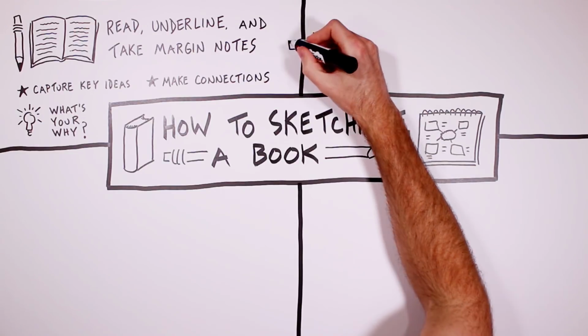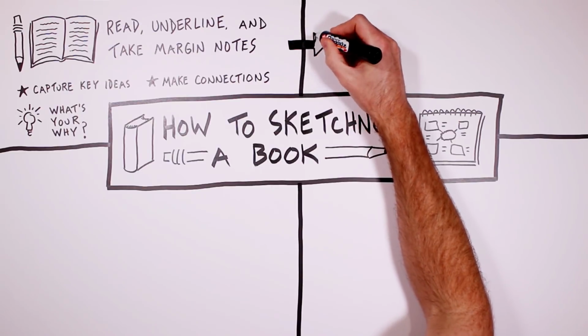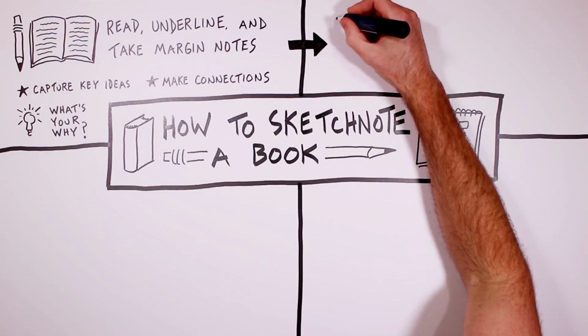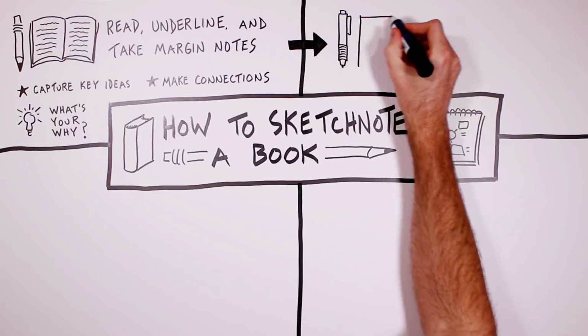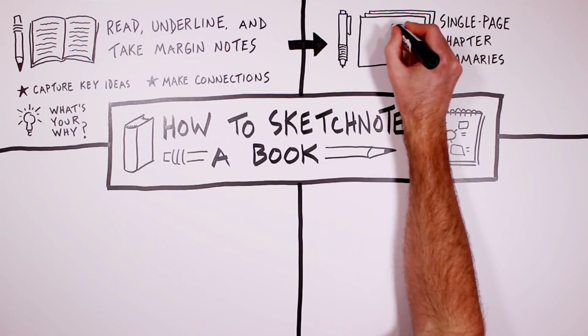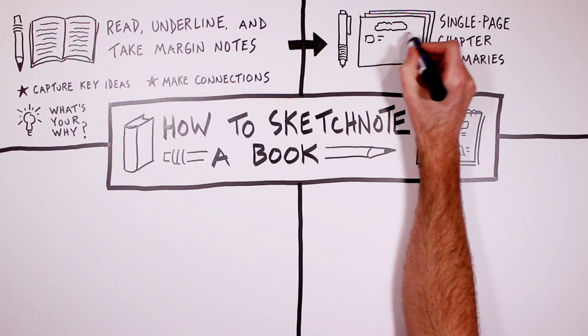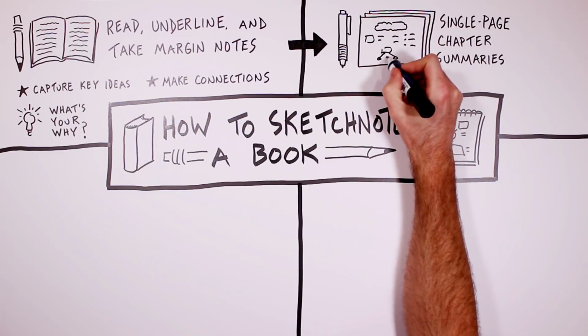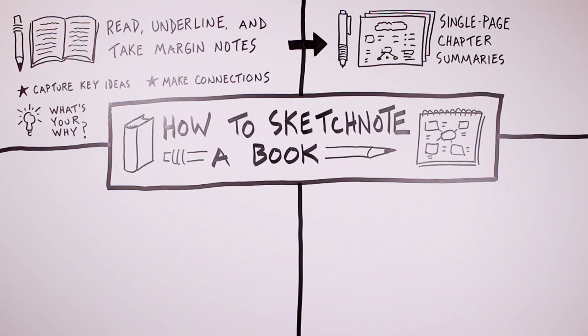From there, once I've finished the entire book, I move to the second step in this process. And it's in this second step that I start sketchnoting with single-page chapter summaries. I grab some cheap copy paper as I flip back through the book one chapter at a time and pull out the ideas that I underlined and maybe expand upon the notes that I took in the margins. And it's in this step that I actually take the time to visualize the ideas with 3 primary categories.